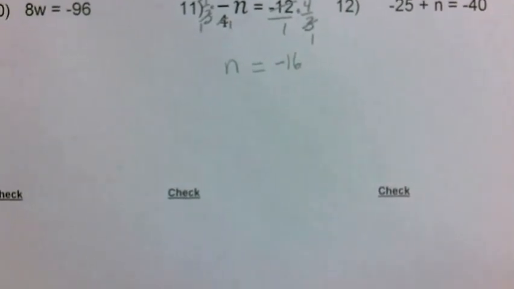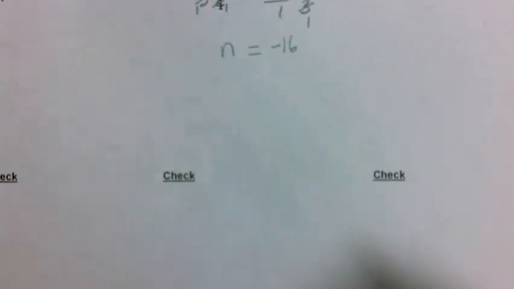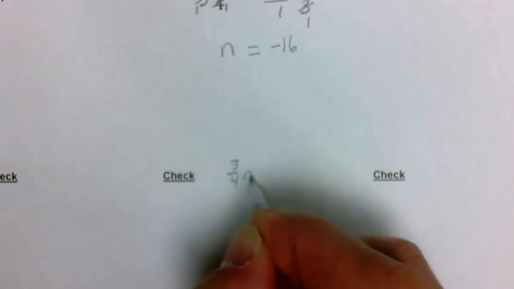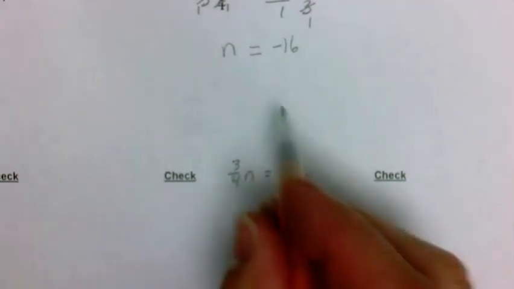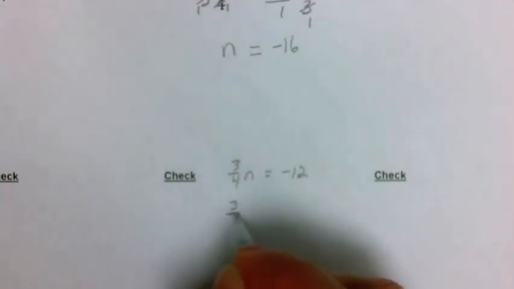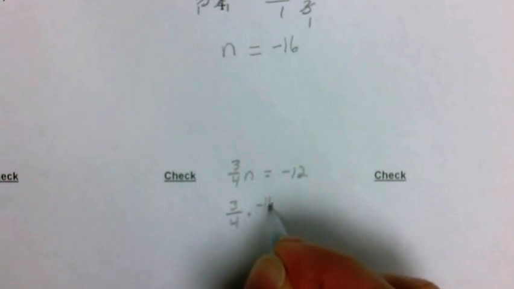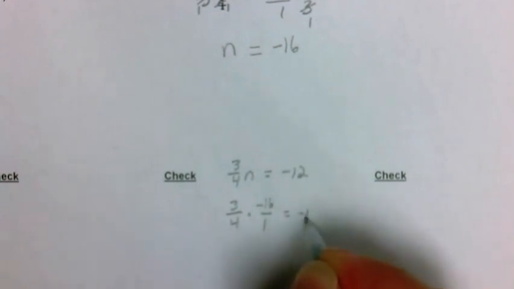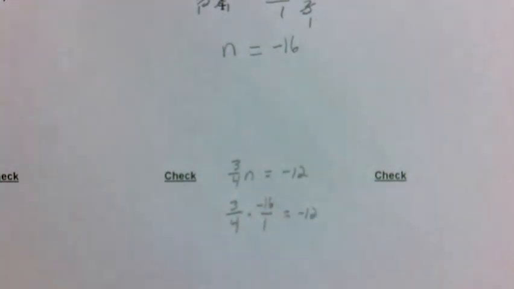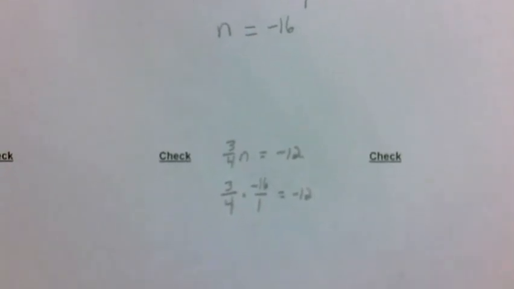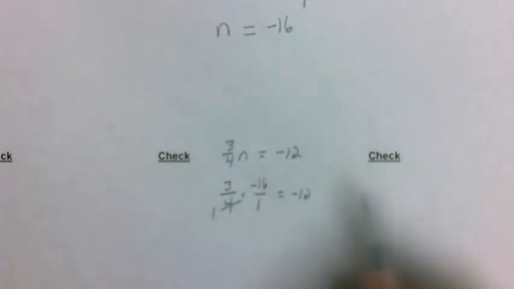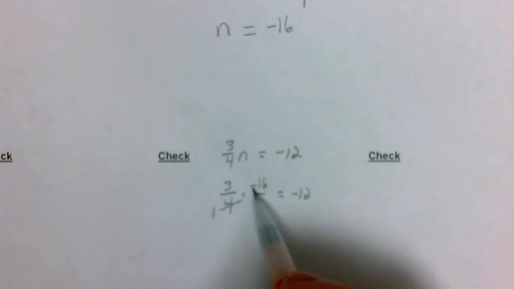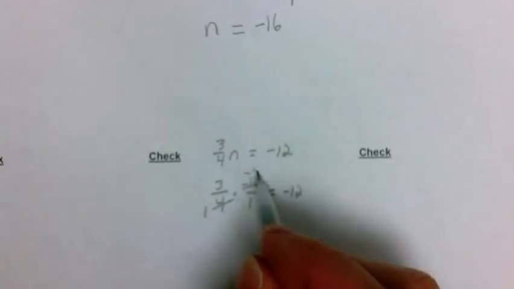Let's make sure that our answer is correct by doing our check. 3/4 n equals -12. Replace n with -16 since that's what we think the answer is. 3/4 times -16 over 1 equals -12. And now, before we multiply with our fractions, we're going to simplify. 4 and 16 have a common factor of 4. 4 goes into itself once. 4 goes into 16 4 times, so -16 is going to become -4.